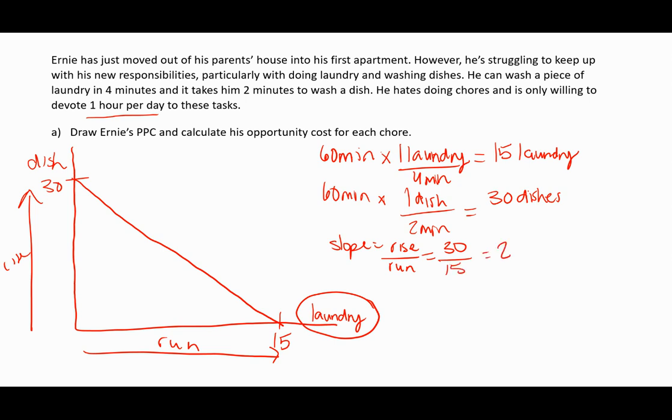Of course, the slope is negative, right? If we want an additional piece of laundry, that means that we have to sacrifice 2 dishes, okay? It's a cost, so it will be negative. So we can say that the opportunity cost of laundry is 2 dishes. Another really nice shortcut is that once you've figured out the opportunity cost of one good, all you have to do to find the opportunity cost of the other good is just to take the reciprocal. So if the opportunity cost of laundry is 2 dishes, that means that the opportunity cost of dishes is 1/2 a piece of laundry.